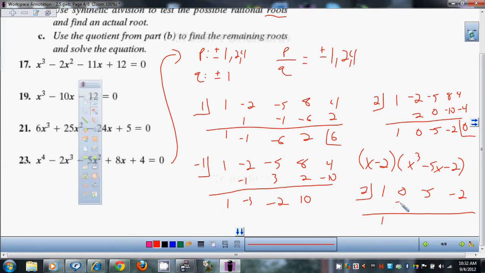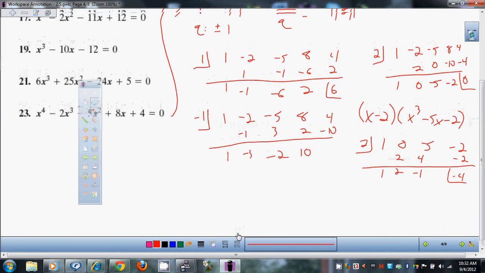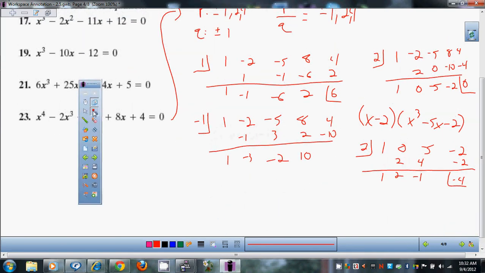Drop the 1, multiply, add, multiply, add, multiply. Darn it, not quite. All right, so positive 2 didn't work. We don't have to go back and do positive 1 and negative 1. The same one should still work. So what are we going to try next? Negative 2.